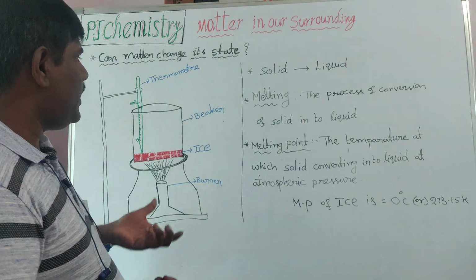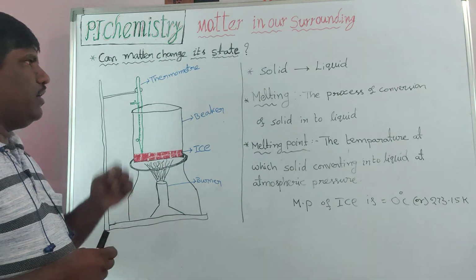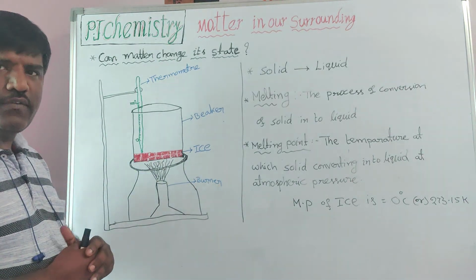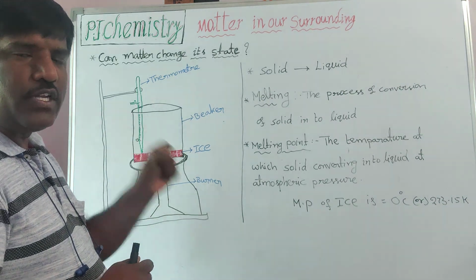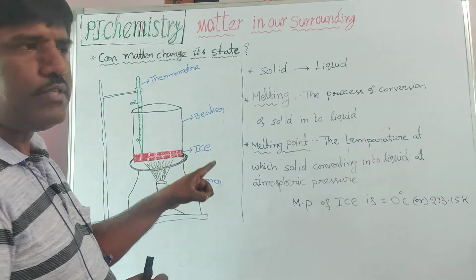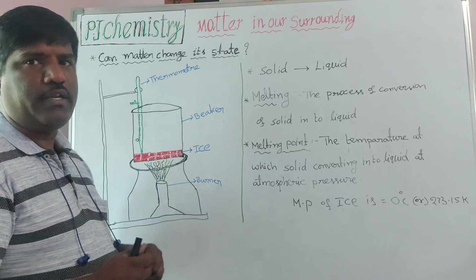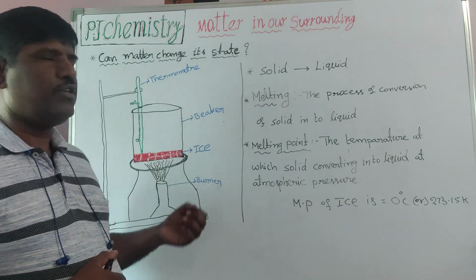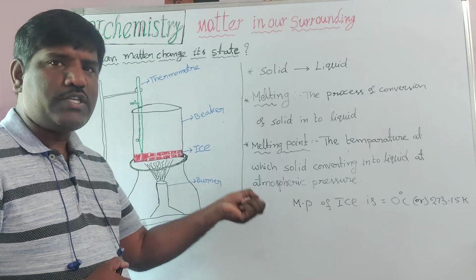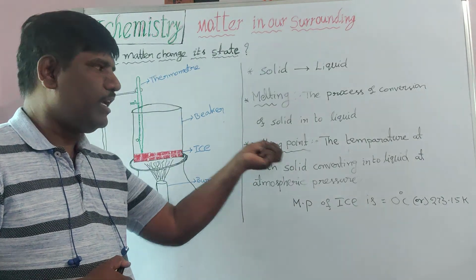Once it reaches 0 degrees Celsius, the complete ice cubes convert into liquid form. Through this activity we learned that solid conversion to liquid is called melting. The temperature at which melting occurs is called the melting point. The melting point of ice is 0 degrees Celsius or 273.15 kelvins.